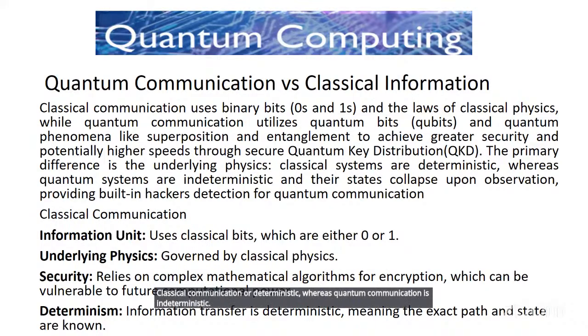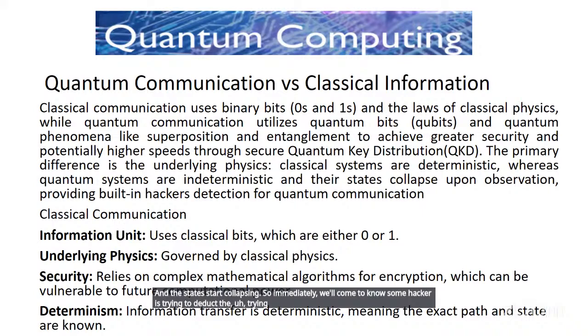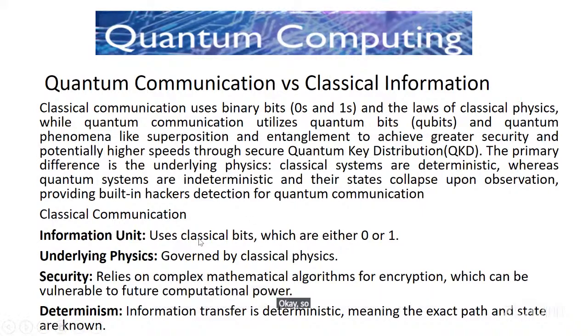So what is happening in quantum communication? As soon as the hacker tries to hack the data, immediately you can observe some changes happening in the quantum state, and the states start collapsing. So immediately we'll come to know some hacker is trying to attack our data, and we can detect that. But in classical communication, it is deterministic.